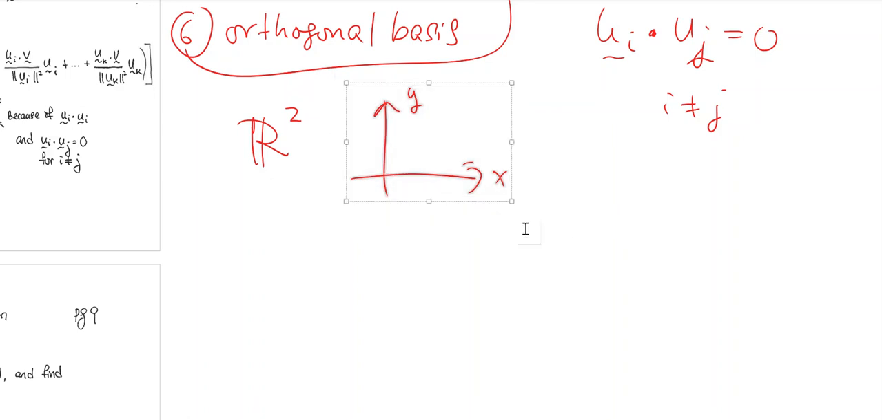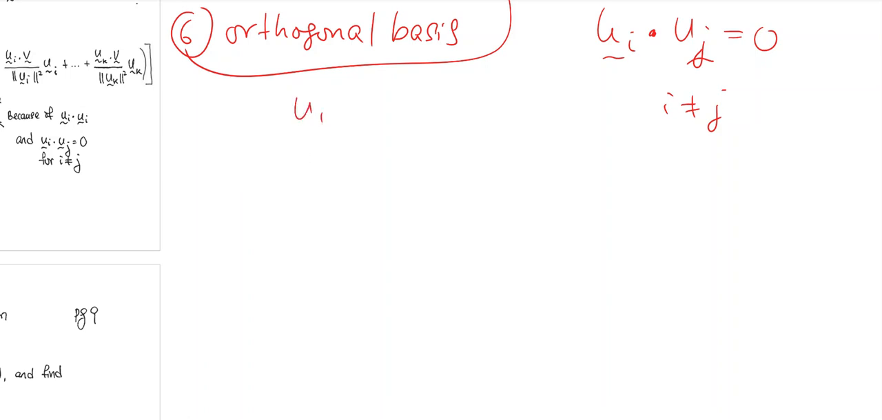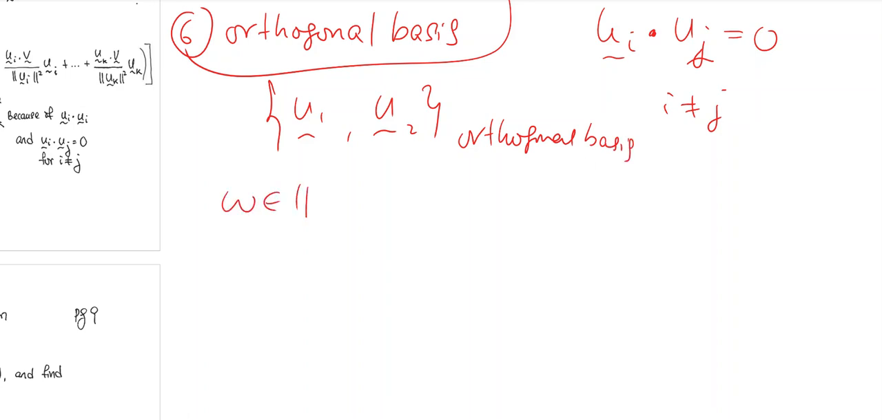So you have an orthogonal basis consisting of two vectors in R2. Let's call them u1 and u2, right? And if you take a vector w that is in R2, because they are bases, we know that w can be written as c1, which is a real number, times u1 plus c2 times u2.